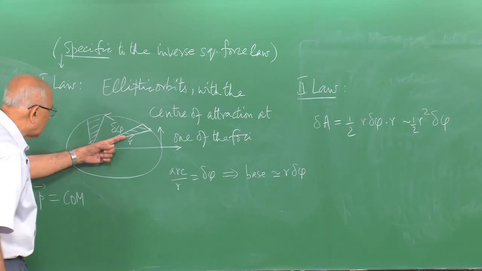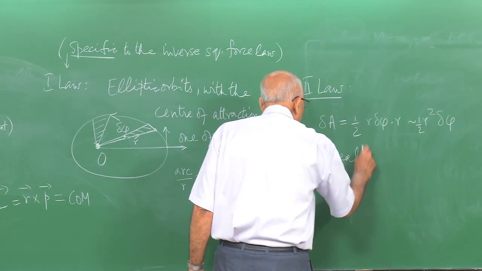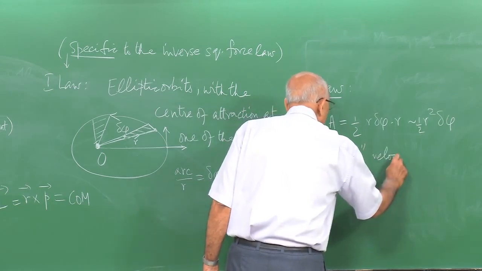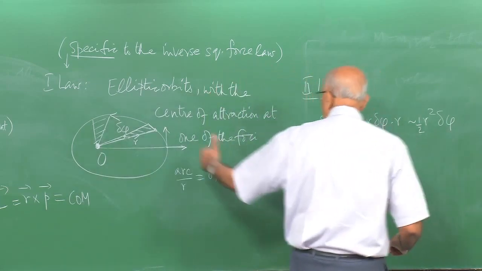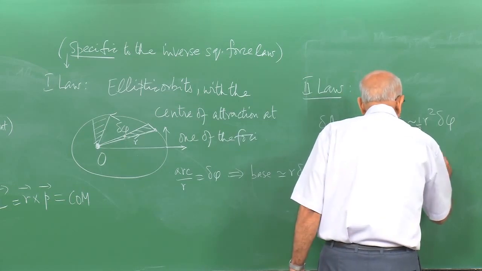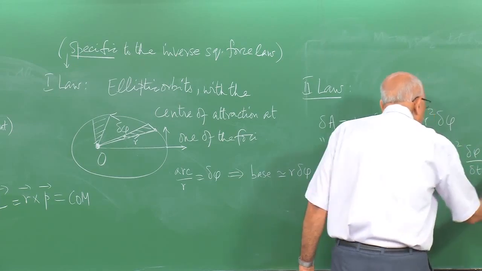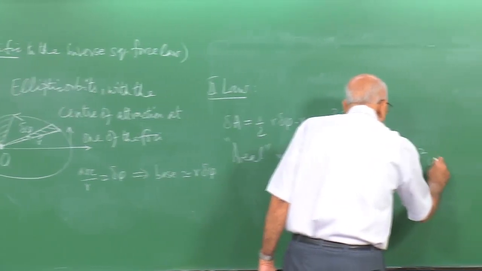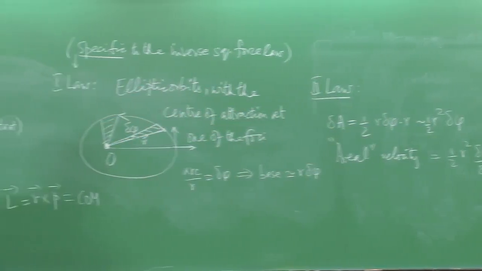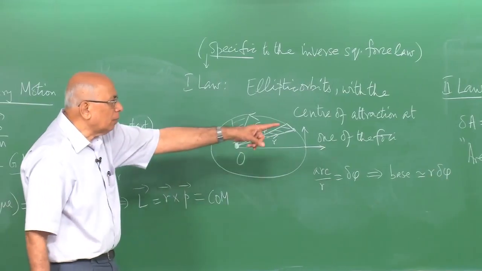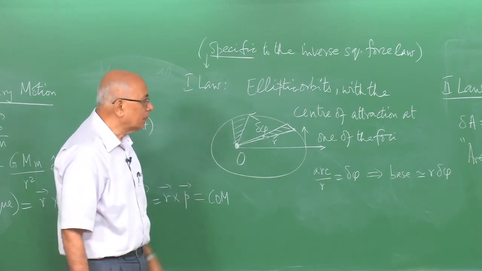The rate of change of this area, the areal velocity, or I should say areal speed actually, because it's not a vector. The area element is a vector, though we can associate a direction with it. This is equal to 1/2 r squared delta phi over delta t, which is equal to 1/2 r squared times the angular speed omega, which is delta phi over delta t. So it's really saying that the angular speed multiplied by the square of the instantaneous radius vector is a constant in time. That's what it's saying.